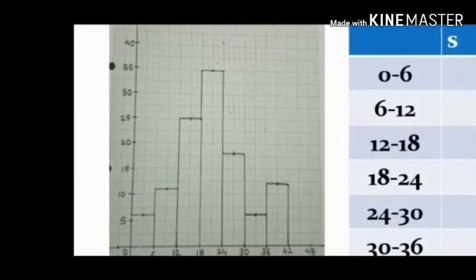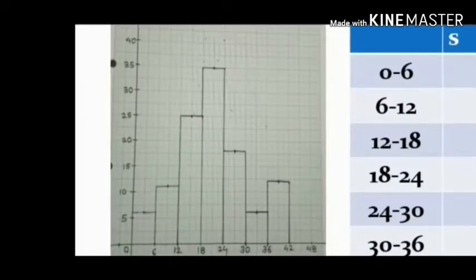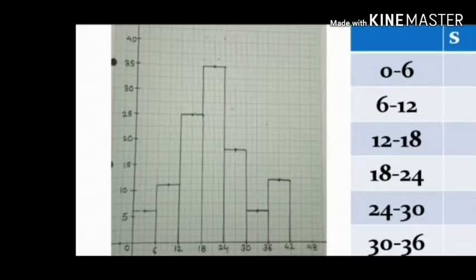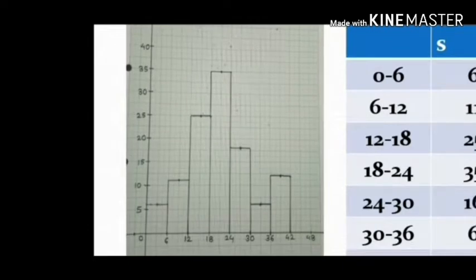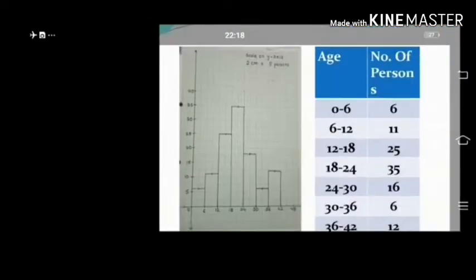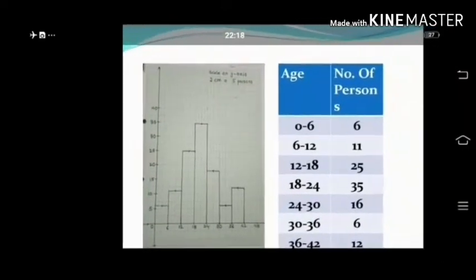So our histogram is ready. Now just one step ahead, we have to mark the midpoints of each rectangle. Here you can clearly see I have highlighted the midpoints of each rectangle. In the same way, all the midpoints are to be highlighted, and next to that we have to join these points with the help of straight lines.